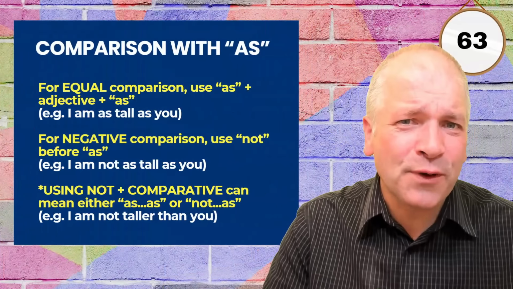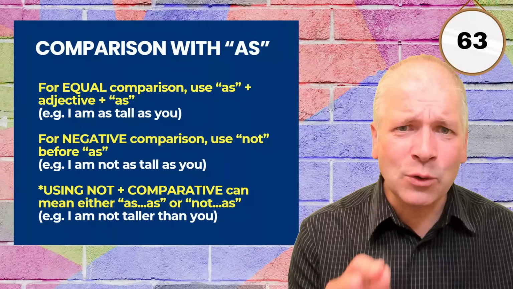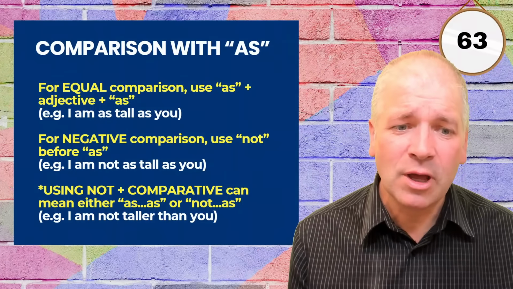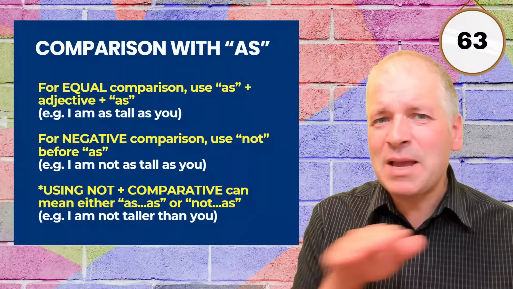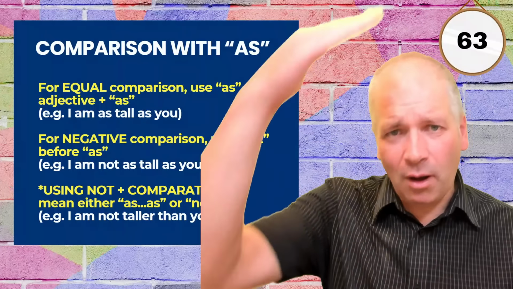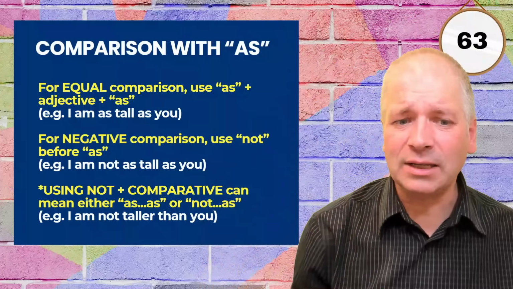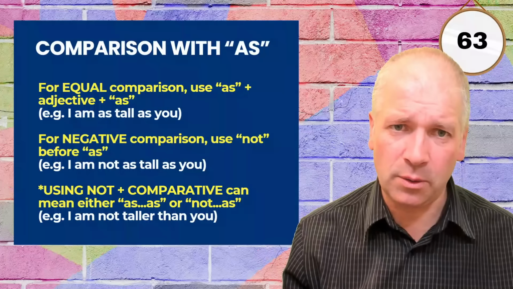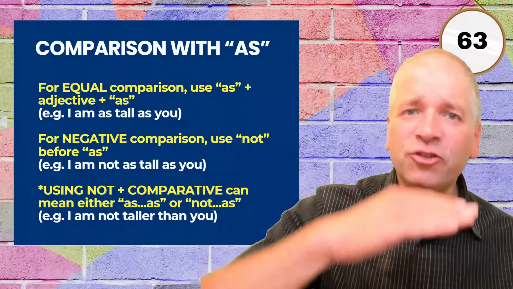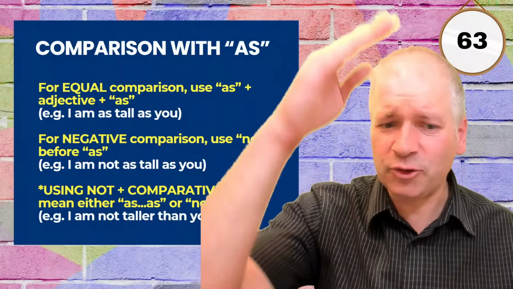As is often used for comparison, but be careful how you use it. For equal comparison, use as adjective as. I am as tall as you. That means there's an equal amount. I'm this height and you're the same height. For negative comparison, use not. I am not as tall as you. That means I am shorter than you. It doesn't mean I'm taller.